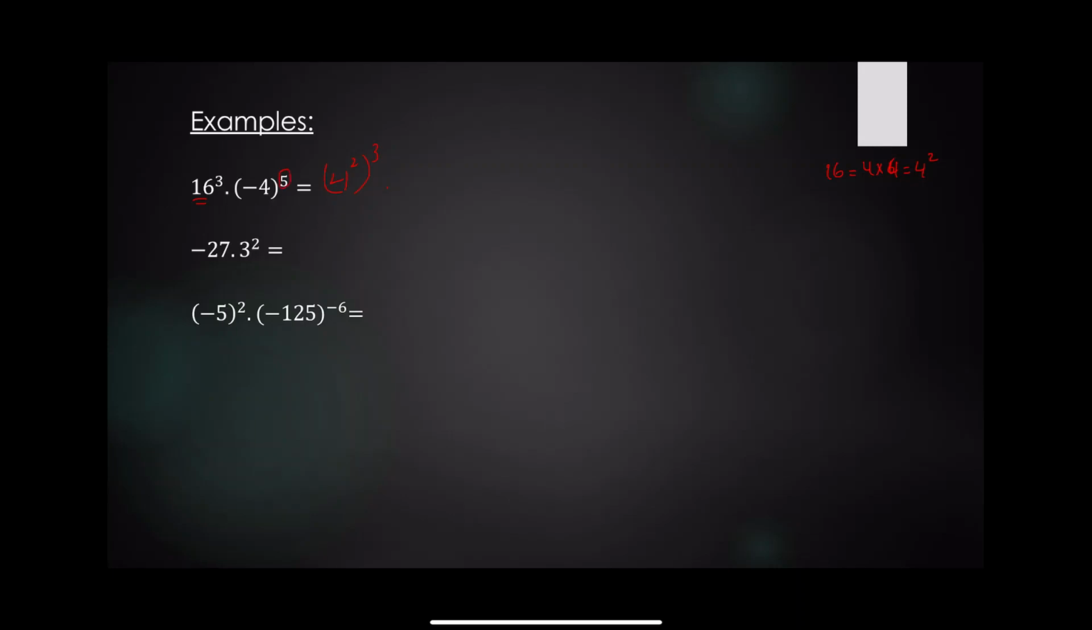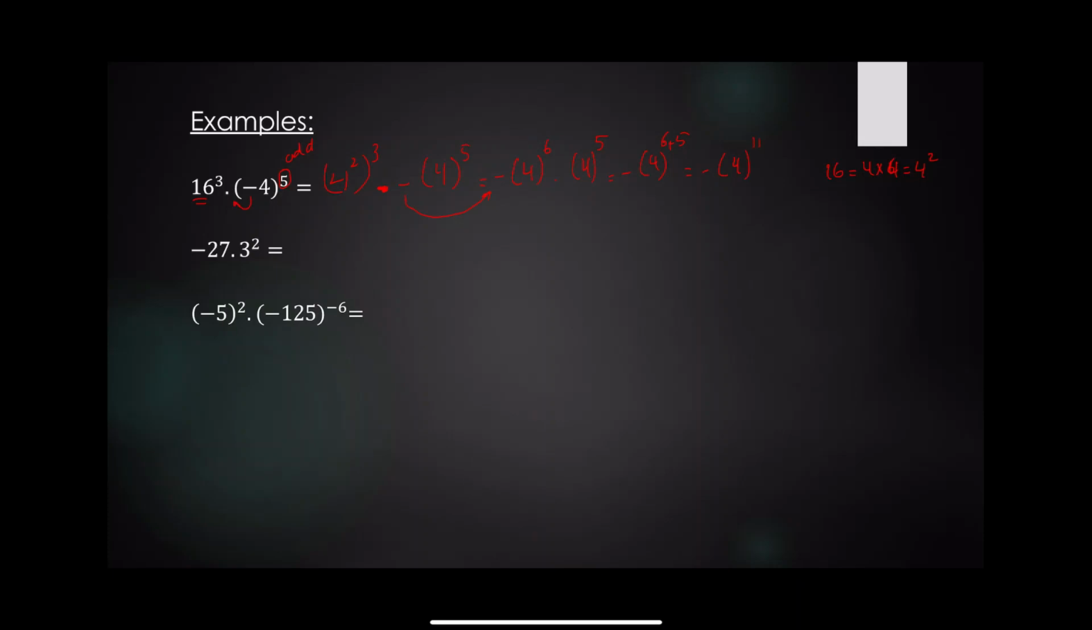Now 5 is odd, so we need to get the negative outside. Times negative, and 4 to the power 5. Now what you should do, you should bring the negative at the beginning. Negative 4 to the power 2 raised to the power 3 is 4 to the power 2 times 3, which is 6, times 4 to the power 5. Again, bring the negative at the beginning, and it is 4 to the power 6 plus 5, which is negative 4 to the power 11.